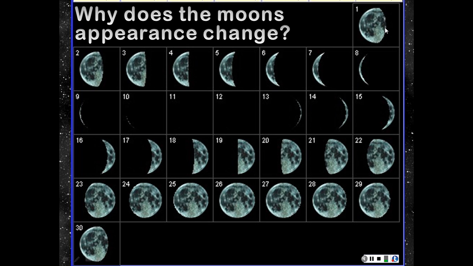It's a little more than half full, and then over the course of several days, almost a week, it goes down to a crescent, then disappears completely, and then it starts to reappear again and grows until we get to a full moon, and then it starts to shrink again. But why does it appear this way? We call these different appearances the phases of the moon, but why does it happen?